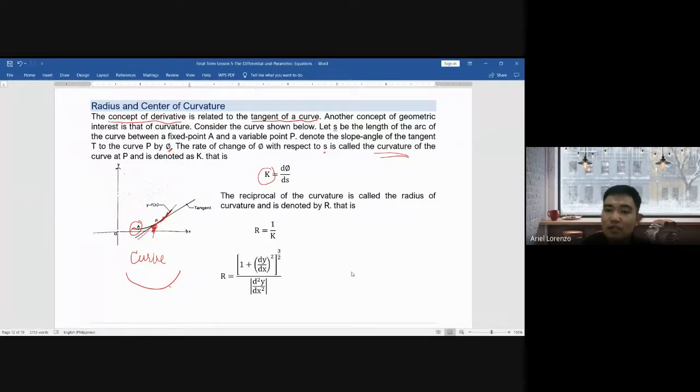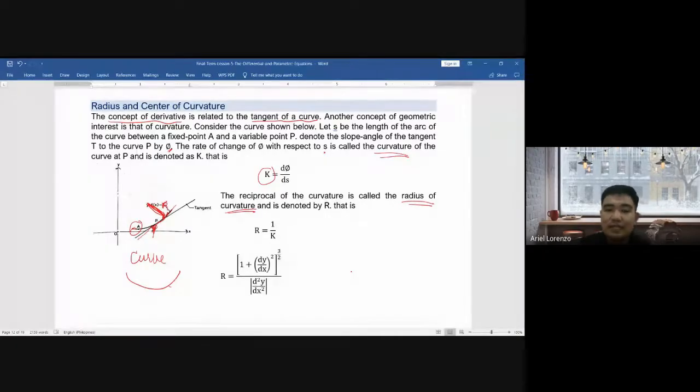And our concern here, class, is how to solve for the radius of that curvature. That's very simple, class. We just get the reciprocal of the curvature and there we solve the radius of the curvature. So yung radius niya, at this point P, given from its center, meron kang makukuhang radius. So what is the value of that radius?